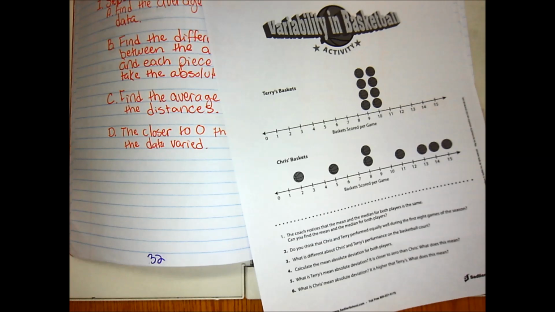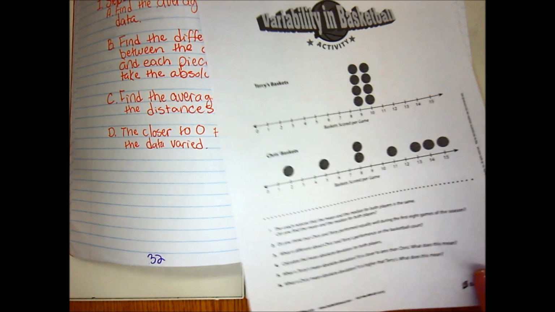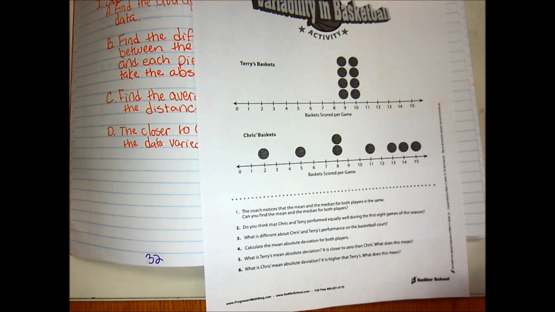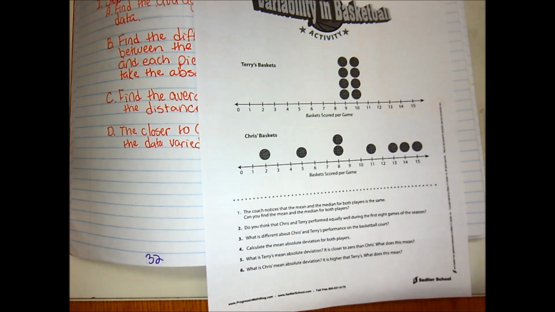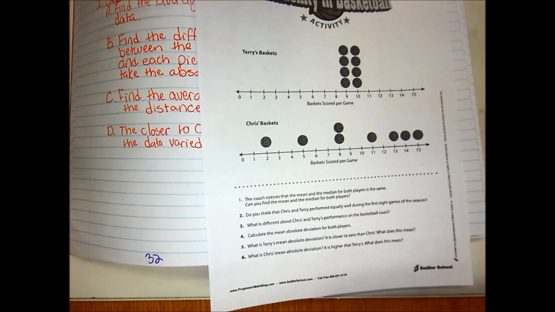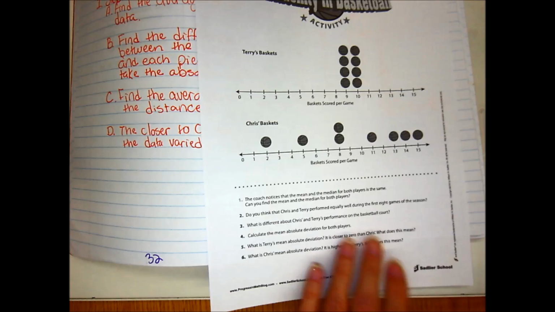Okay, so on this one here, we've got boys basketball tryouts, and we've got an example of some data that they kept on some basketball players. It says that the coach noticed that the means and medians for both players are the same. So the first thing it's asking us to do is find the mean and the median for both players.